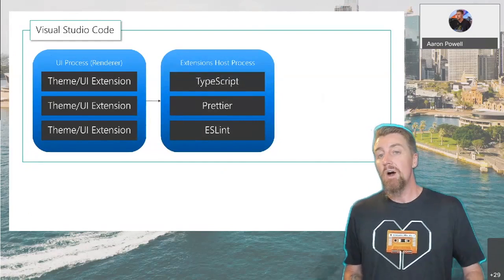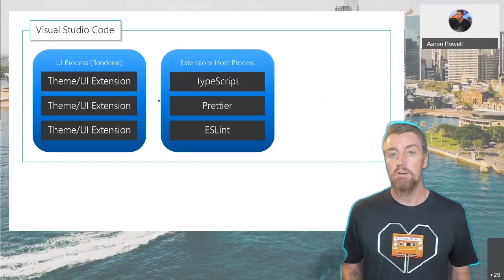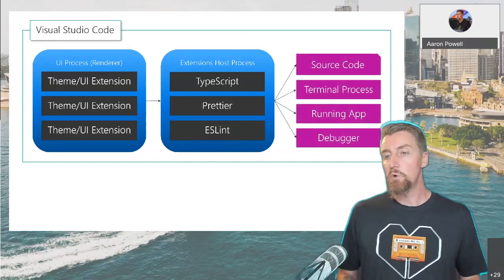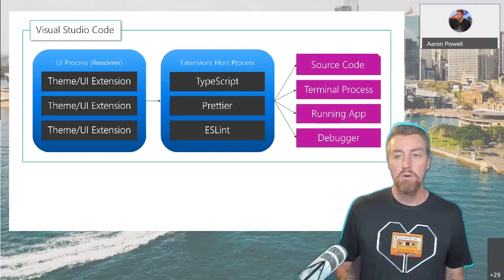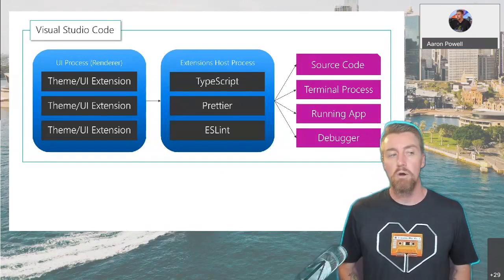Could be linters or code formatters, things that are working with those files on the file system. They're actually running on a remote environment, and it's talking over a socket connection between the client process and the host process. And then these are able to talk to things like our source code, our terminal process, running apps, debuggers, etc., that are running on our underlying host.